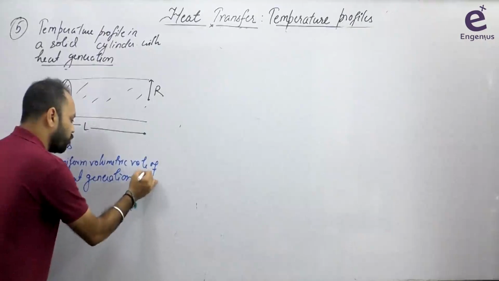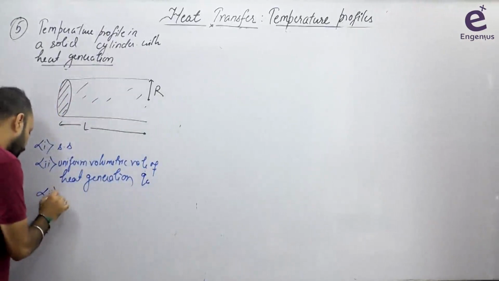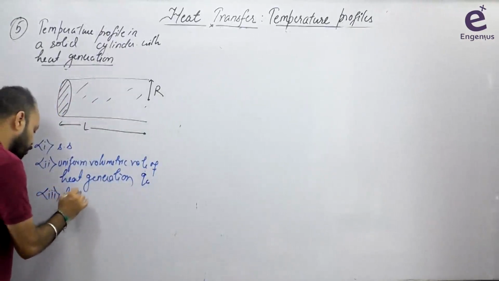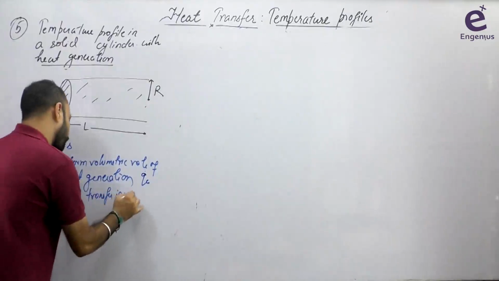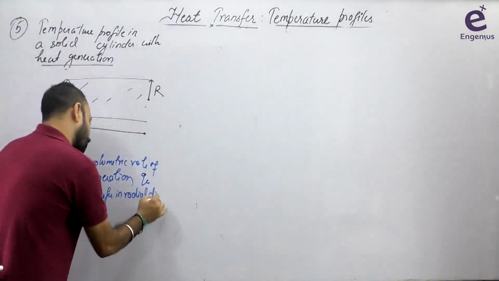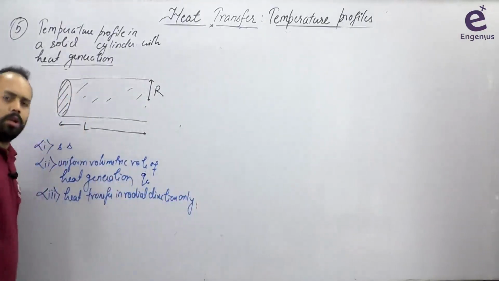What is the unit of QG? Energy by time by volume. बार बार बता रहा हूँ, ध्यान रखना। Second, heat transfer in radial direction. Third, heat transfer in radial direction only. ये सारे डेरिवेशंस बिल्कुल एक ही जैसे हैं, ठीक है। तो आप तो बस फटाफट इसको करते चलो.